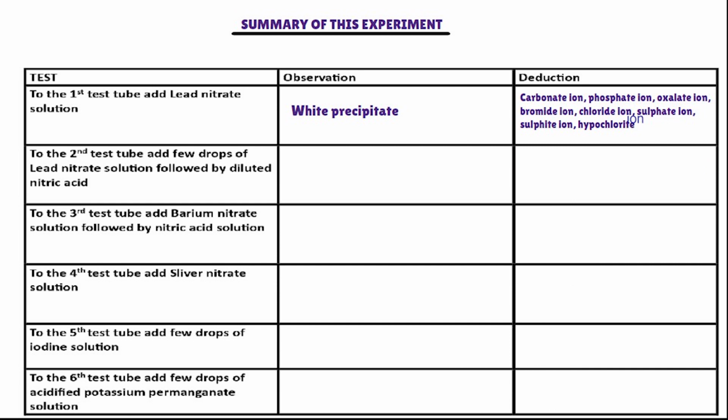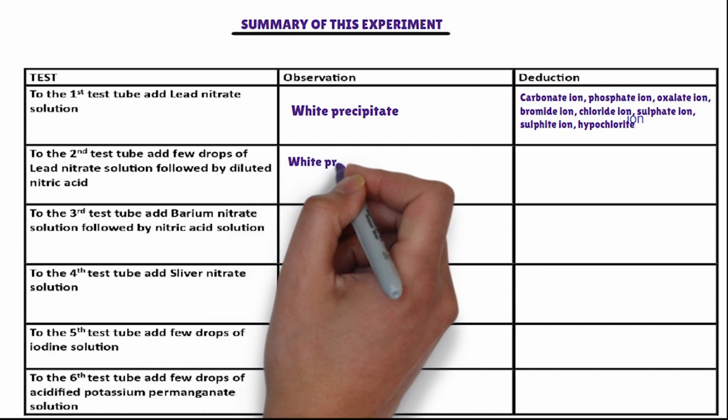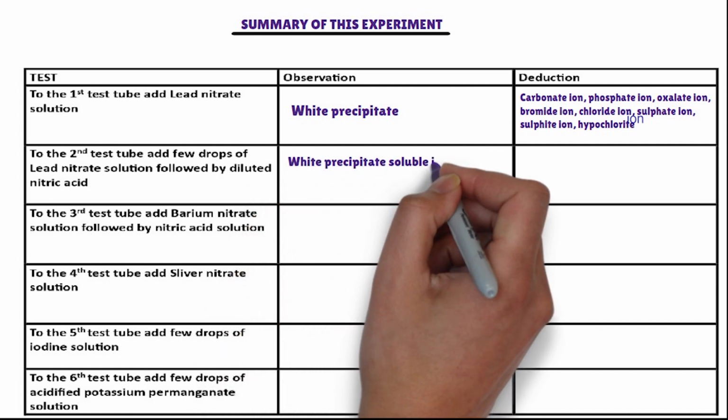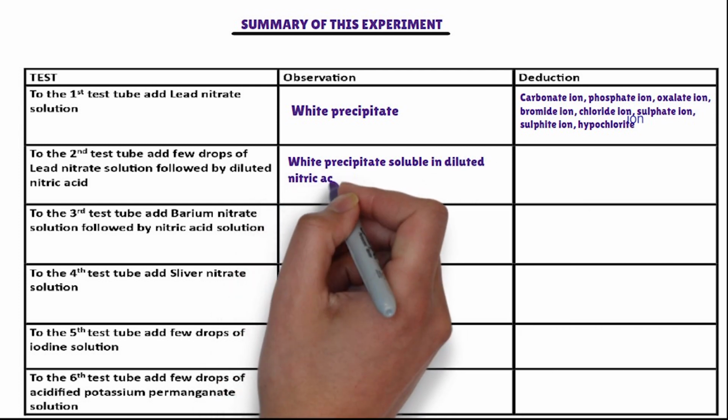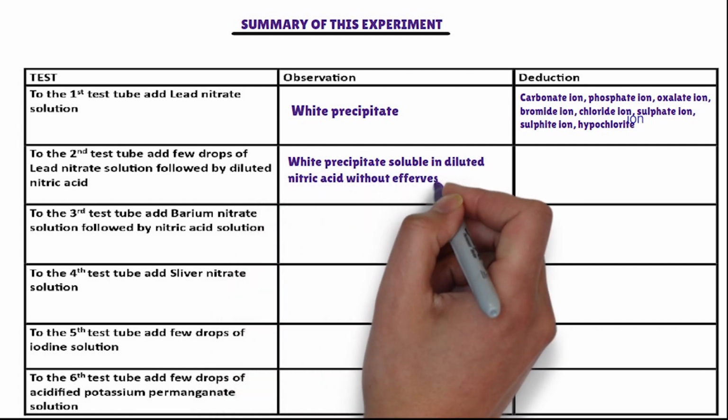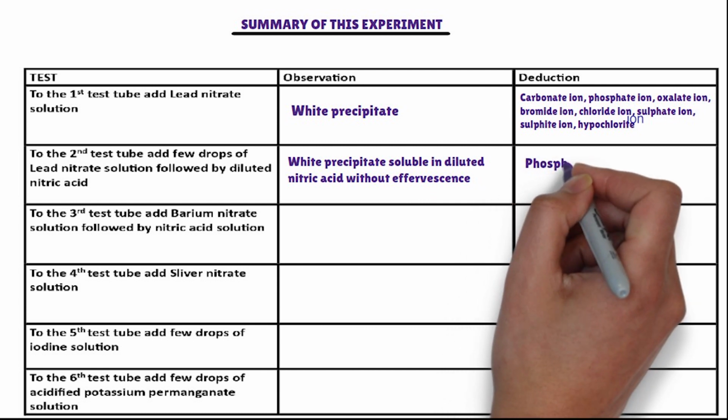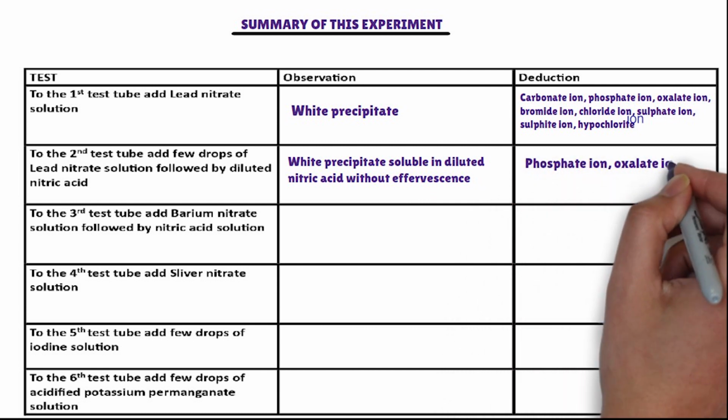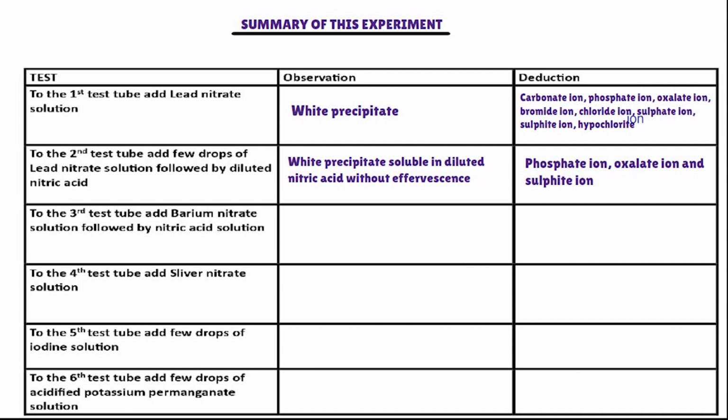To the second test tube, lead nitrate solution followed by diluted nitric acid is added. The anions that form white precipitate with lead nitrate and the precipitate formed is soluble in nitric acid without effervescence are phosphate ion, oxalate ion, sulphite ion.